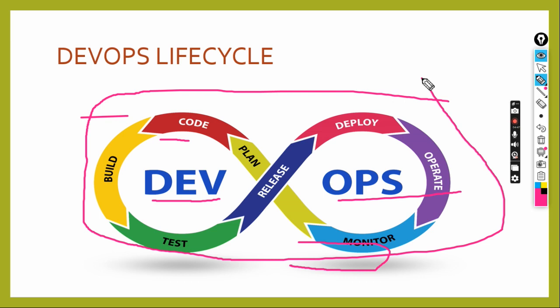This covers development, testing, deployment, and operations. The aim of DevOps is to shorten the system's development life cycle while delivering features. Now we will see the DevOps life cycle.